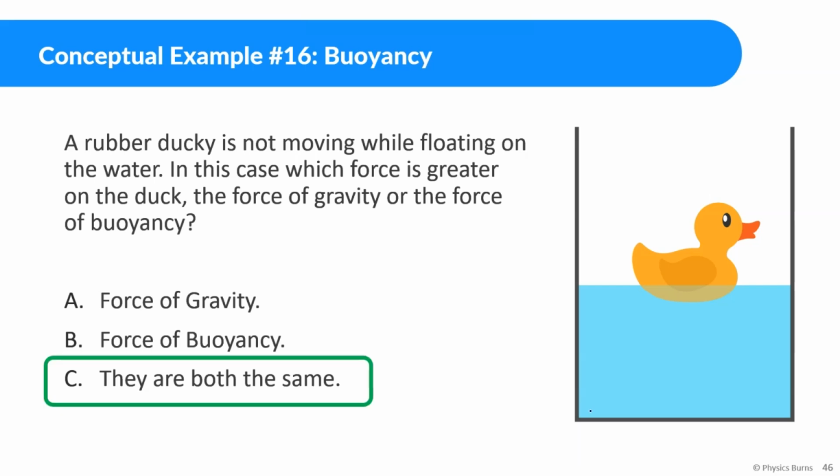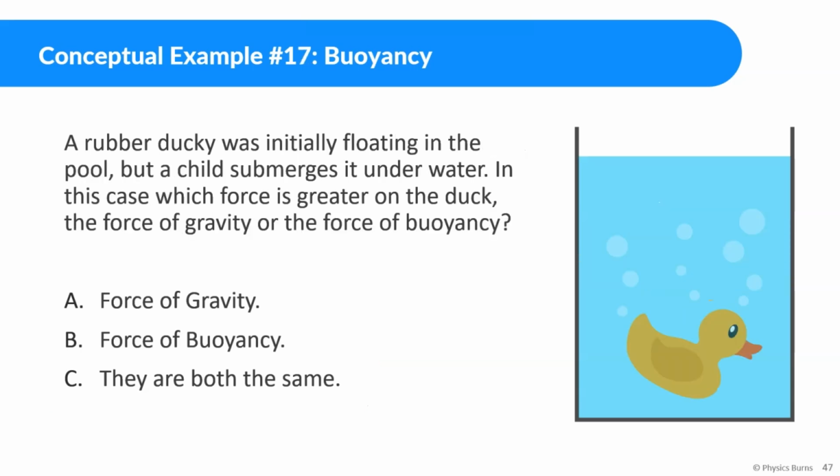So, same thing. There's no acceleration on this, so that means all the forces acting on it have to be equal to 0. And there are only two forces acting on it, force of gravity and force of buoyancy. Okay. Moving on. A rubber ducky was initially floating in the pool, but a child submerges it underwater. In this case, which force is greater on the duck, the force of gravity or the force of buoyancy?